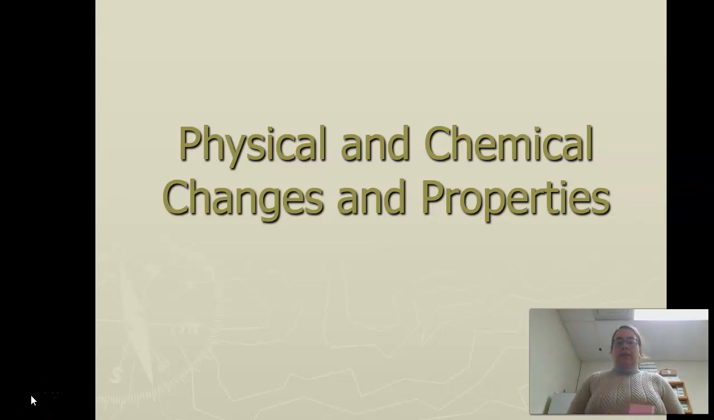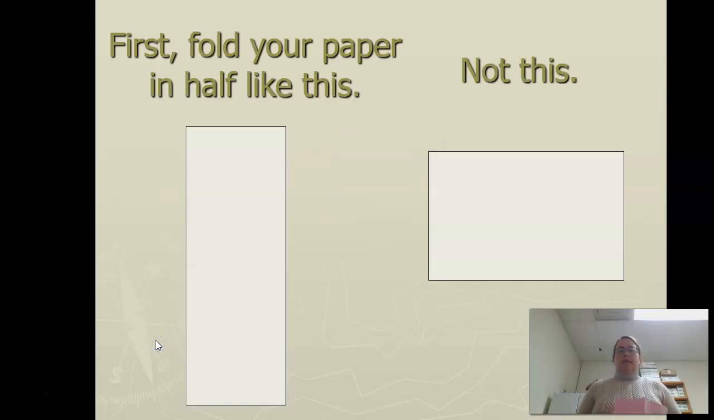So in today's lesson, we're going to look at the physical and chemical changes and properties of compounds and of mixtures and things like that. So first off, you should get a pink sheet of paper from your bin. We're going to take our piece of paper and we're going to fold it in half like a hot dog. So this way, okay? It'll be the long way, not like a hamburger, like a hot dog. So take a minute to do that.